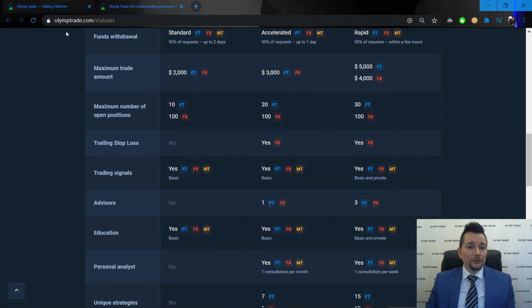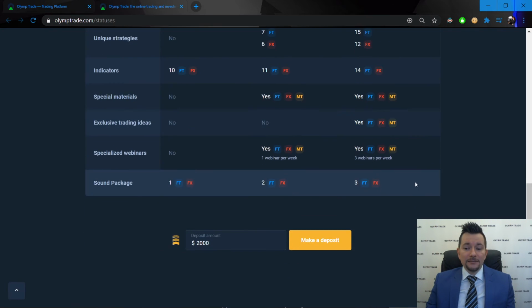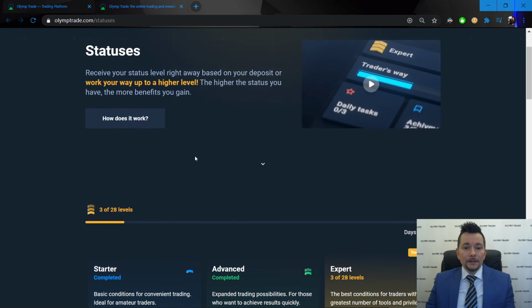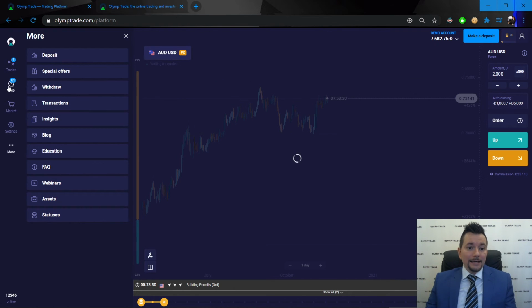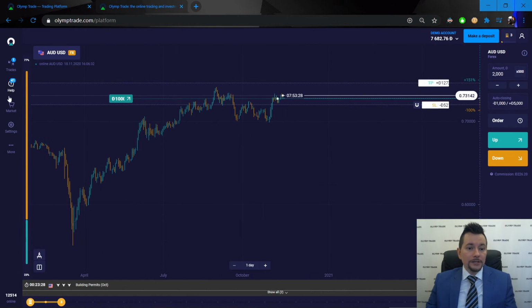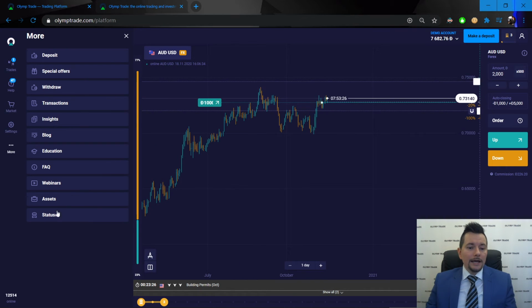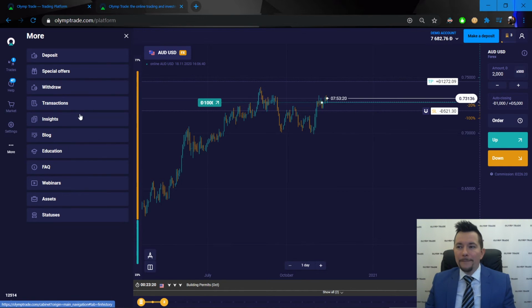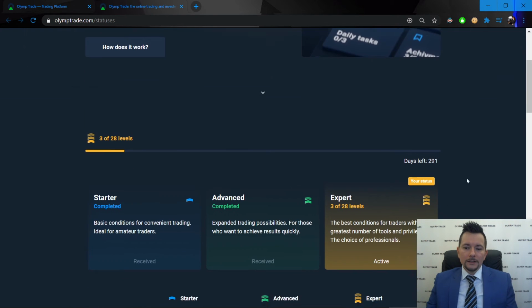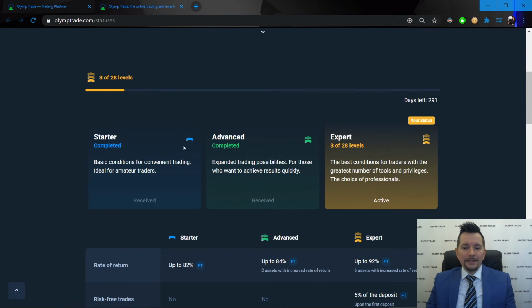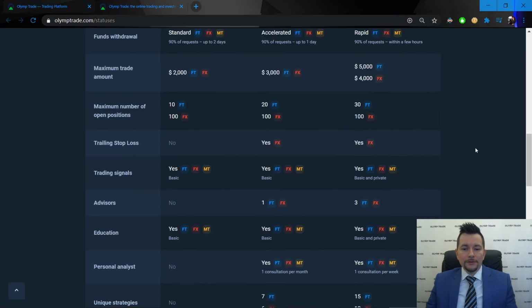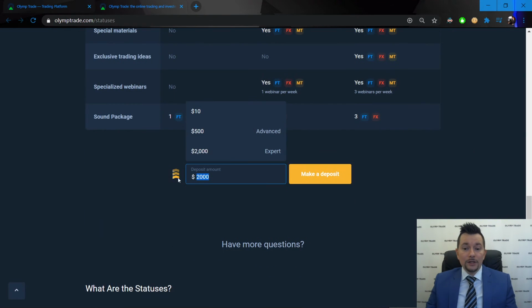You can have a look at all of the different benefits of having statuses by clicking More, and then Statuses. It's very important that you understand the difference. Basically, it's a way of getting the best service, the best coverage in the brokerage. In order to make your status higher, the easiest way is to deposit the minimum.